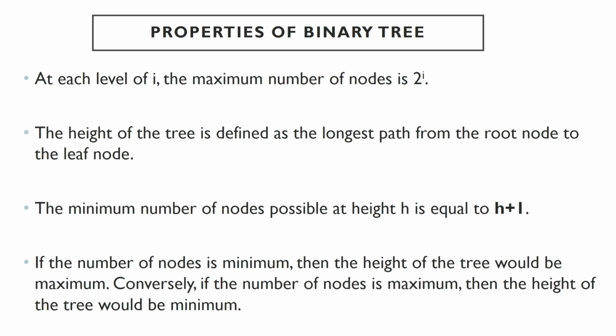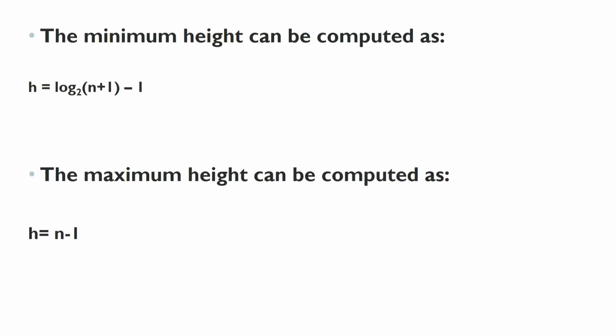And now, if there are n nodes in the binary tree, the minimum height can be computed as h equals log 2 of (n plus 1) minus 1, and the maximum height can be computed as h equals n minus 1.